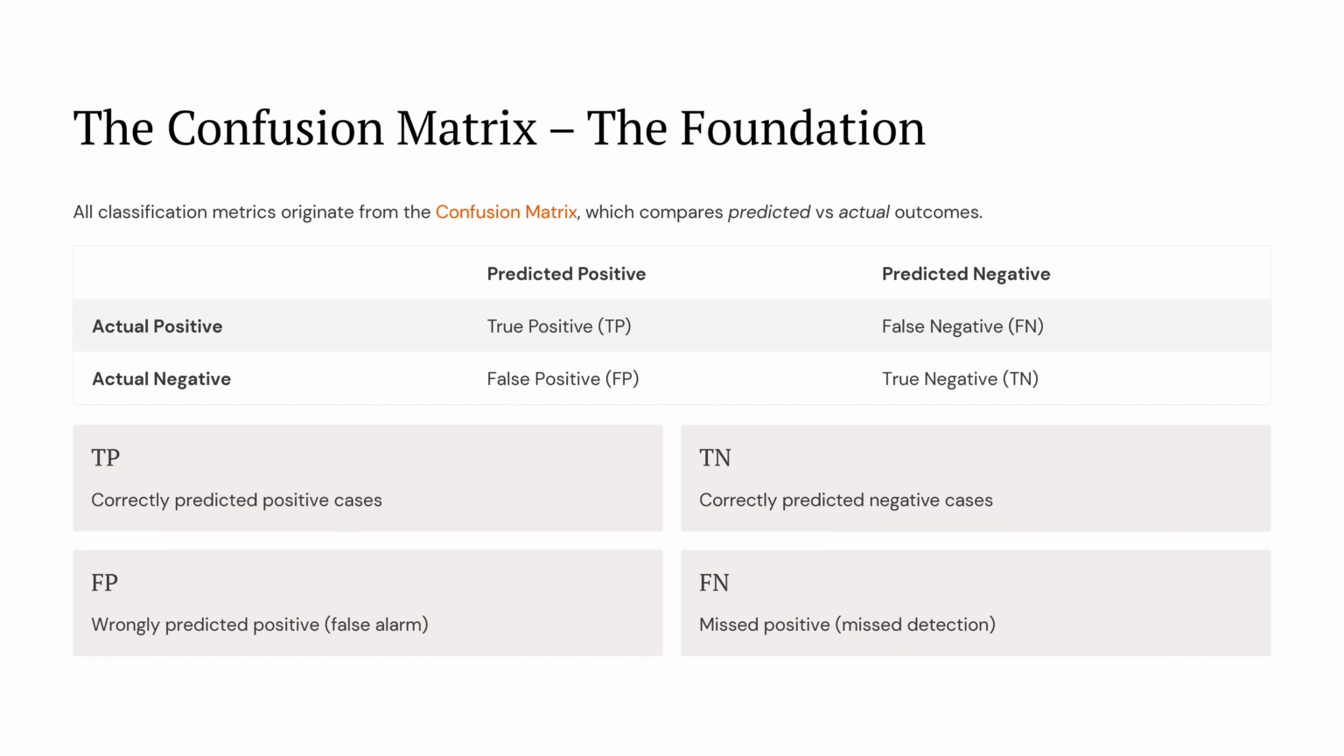The confusion matrix is the foundation of all classification metrics. It compares what model predicted versus actual results. There are four outcomes: true positive when the model correctly predicts a positive case, true negative when it correctly predicts a negative case, false positive, a wrong positive, or false alarm, and false negative, a missed positive, or missed detection.